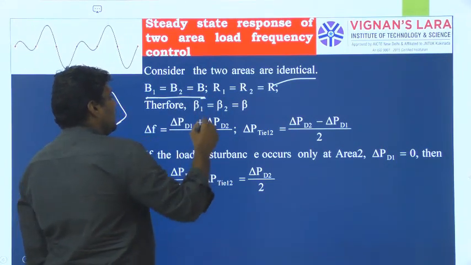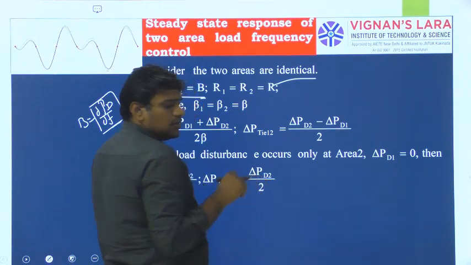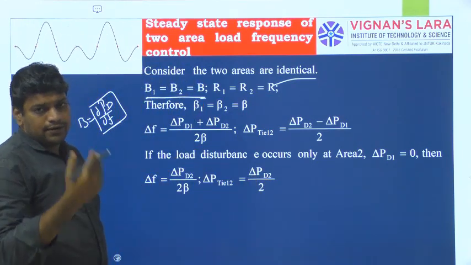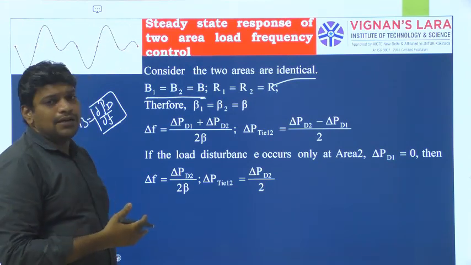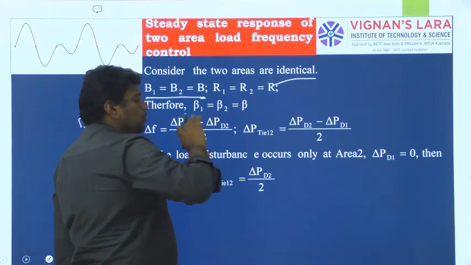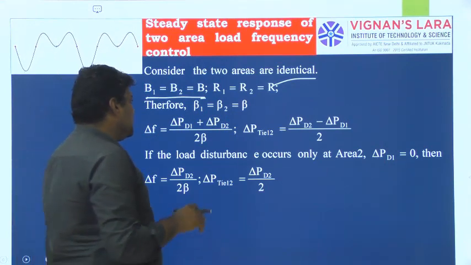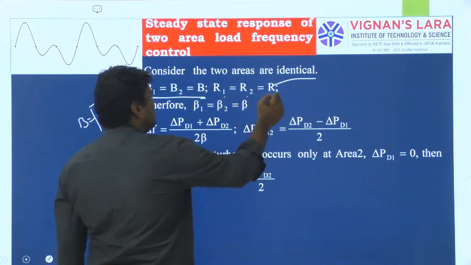At the same time, R1 is equal to R2 is equal to R, speed regulation. So according to load, the frequency or speed is going to vary. So that is the speed regulation parameter. We are assuming two identical areas. So therefore, you can replace R1 is equal to R2 is equal to R.